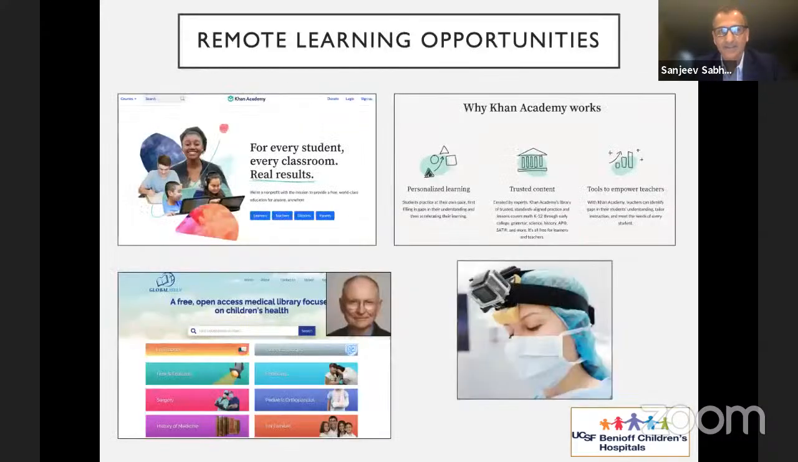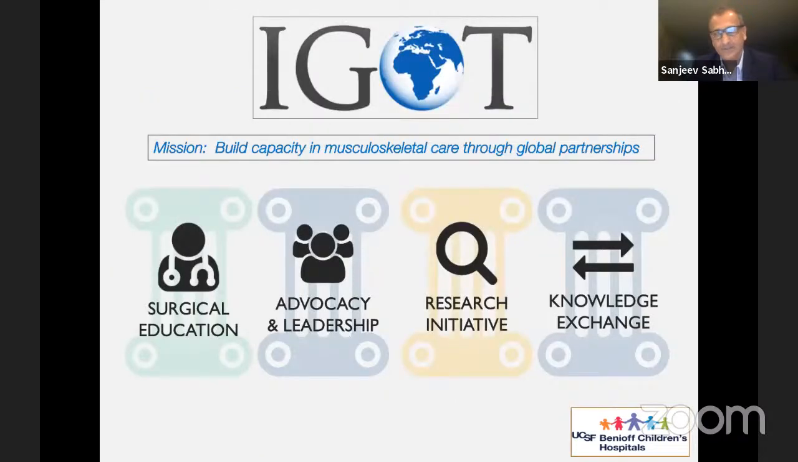Okay. So, this is really my last slide or second last, that, these are the different platforms. And then this is just a plug for the Institute of Global Orthopaedics and Traumatology with the 4 pillars, one of which is bidirectional learning. Sorry, I went over time.